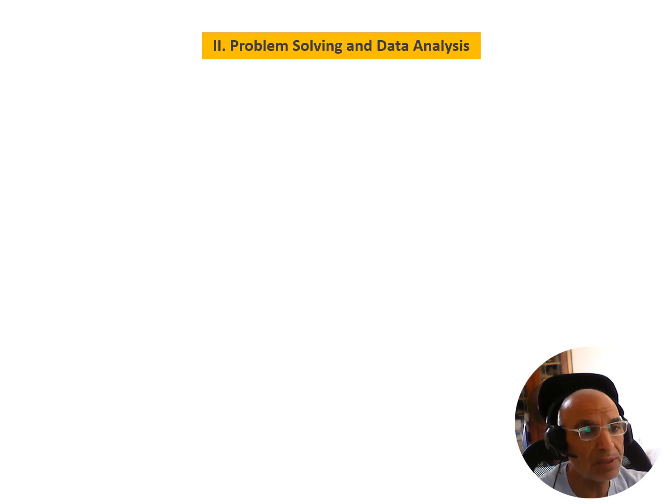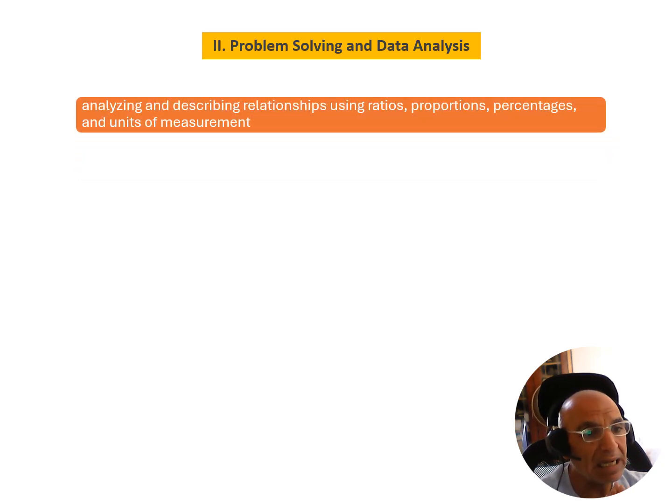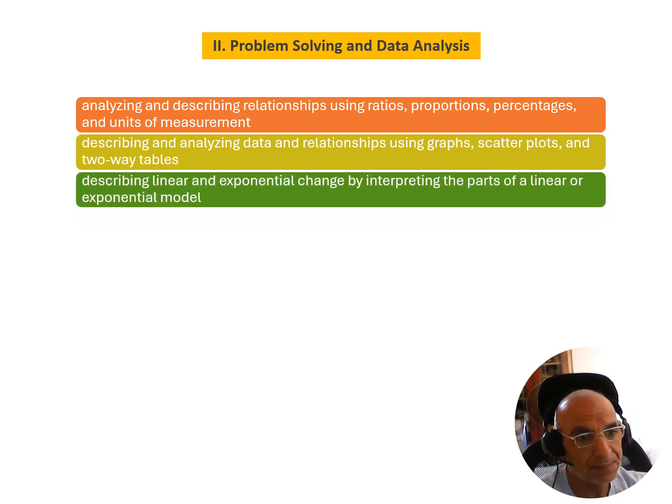Second topic, problem solving and data analysis. Analyzing and describing relationships using ratios, proportions, percentages, and units of measurement. Analyzing data and relationships using graphs, scatter plots, and two-way tables. This is like probability and statistics. Describing linear and exponential change.